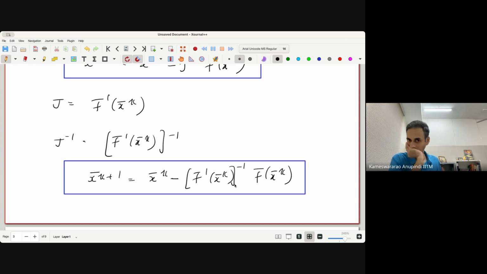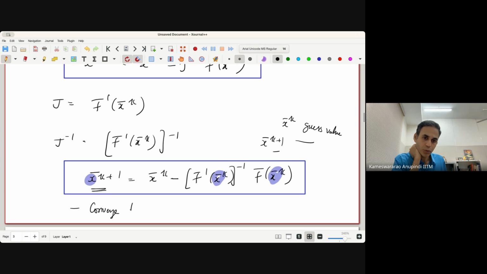Questions on this? So x bar k is the guess value. Then I'm going to compute what is x bar k plus 1 in the next iteration. Then once I have x bar k plus 1, I'm going to use that value and calculate x bar k plus 2, and so on, and hopefully, under favorable conditions, this is going to converge to a root that is going to be some r bar. Okay, so it's going to converge to a particular root r bar. Okay, any questions so far?